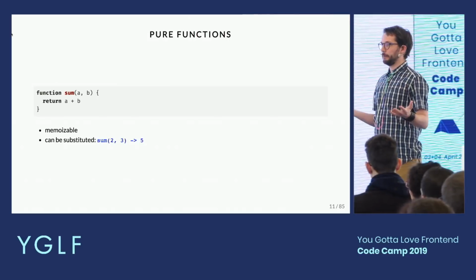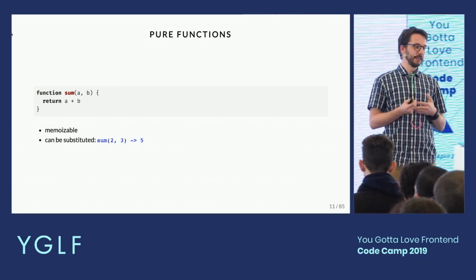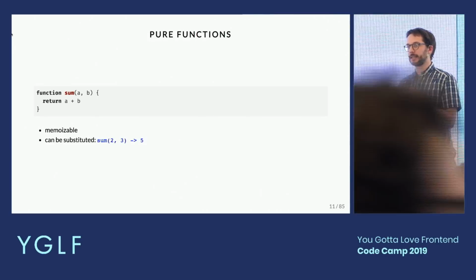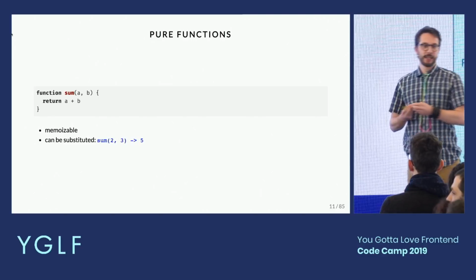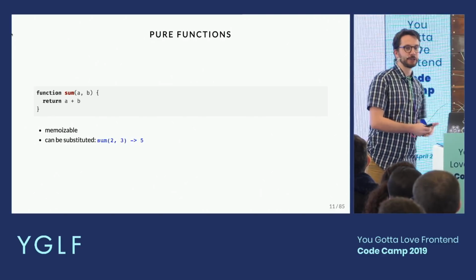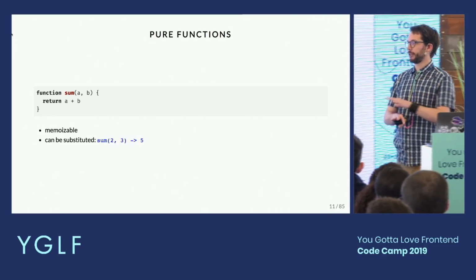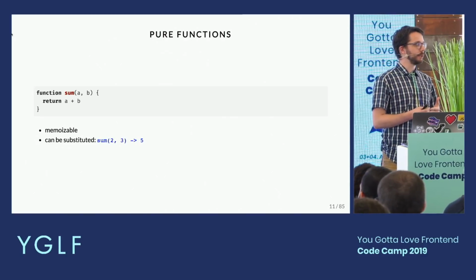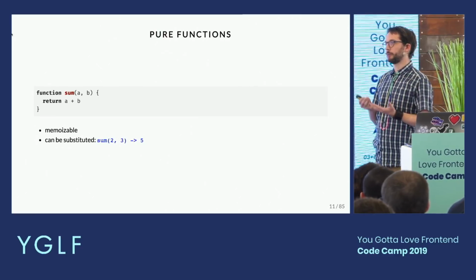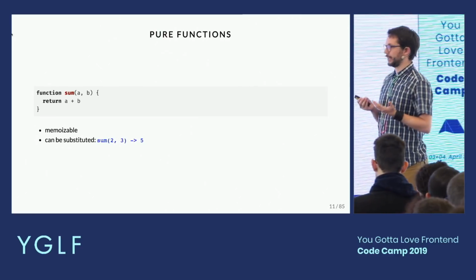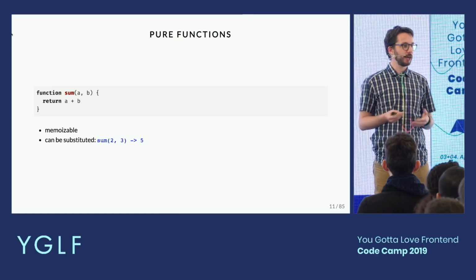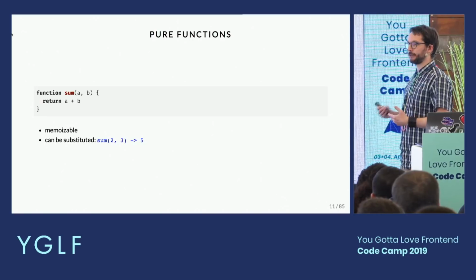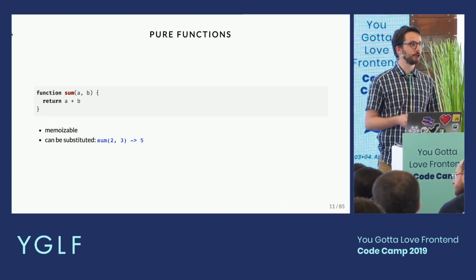So there's this concept of pure functions. A pure function is very interesting because it means that if you pass in the same argument, then it produces the same output. And beyond that, nothing in the rest of the world did change. They are very interesting because they can be memoized, and more importantly, for optimization, they can actually be substituted. So everywhere in your code base where you have the sum of 2 and 3, you could immediately put in 5. You could leave out the whole function call.